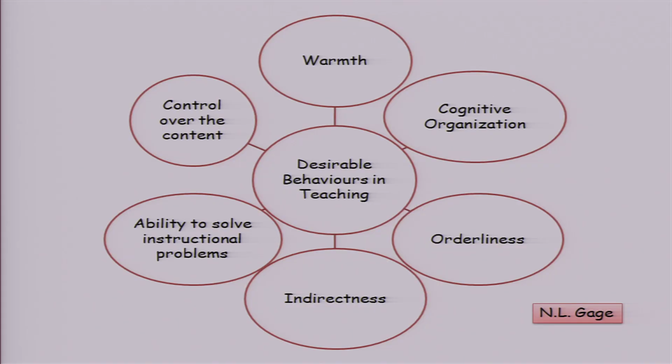And next we are going to discuss the desirable behaviors in teaching. Here I am quoting the desirable behaviors put forward by N.L. Gage. There we can classify them as warmth, cognitive organization, orderliness, indirectness, ability to solve instructional problems, and control over the content. Let us see what we mean by warmth. Warmth is an affectionate thing, how the teacher is approaching the students, how the teacher is considering the feelings of the students, how the teacher is supporting the students. This is an important aspect.